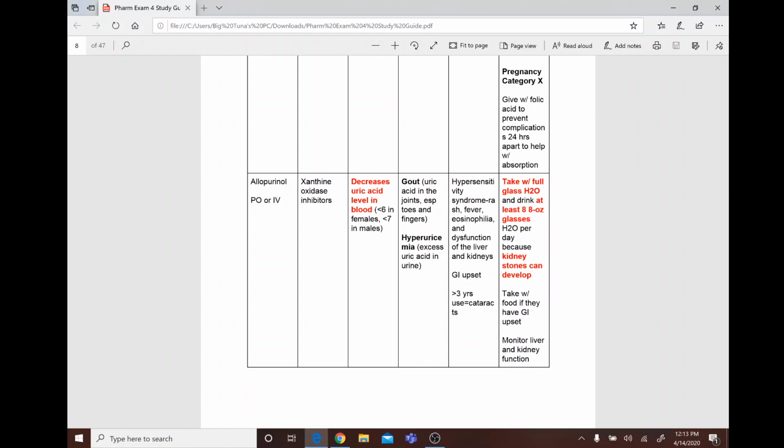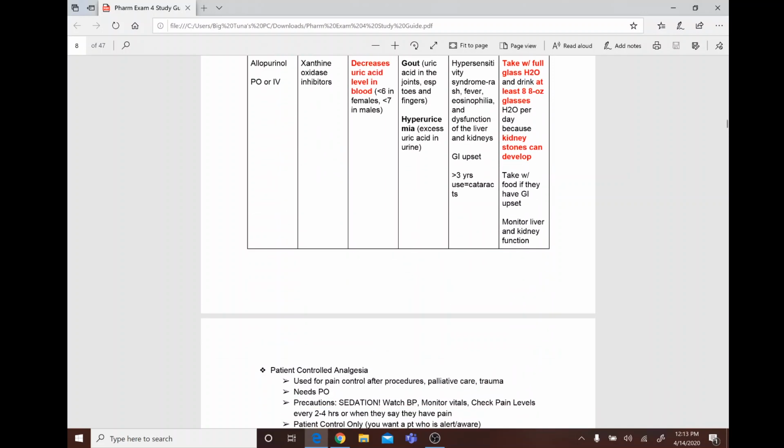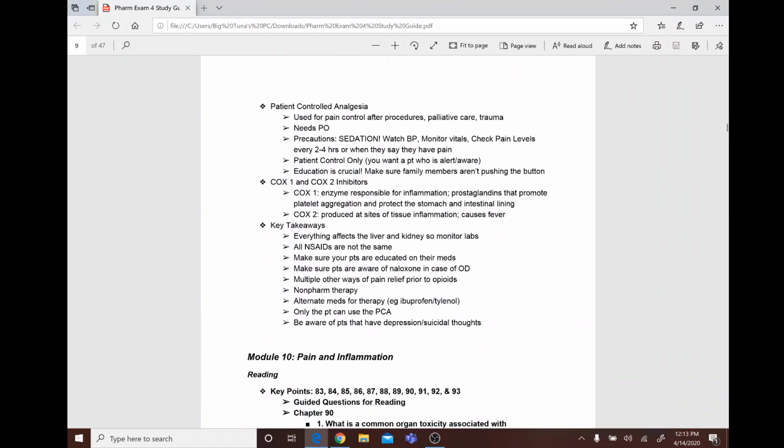You're going to take it with a full glass of water and drink at least 8-ounce glasses of water per day because kidney stones can develop. And if you have GI problems, take it with food. What are we going to monitor when someone's on allopurinol? Liver and kidney function.